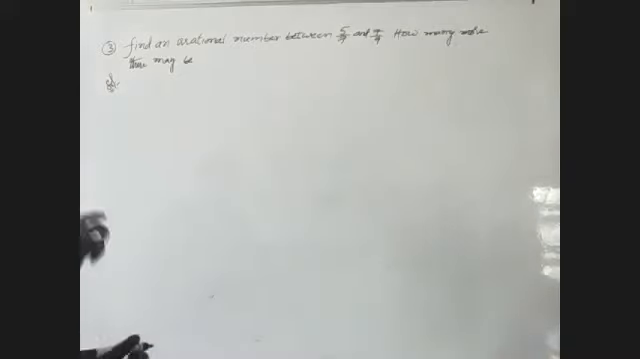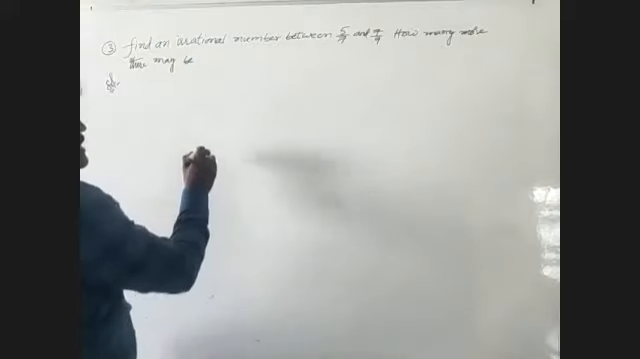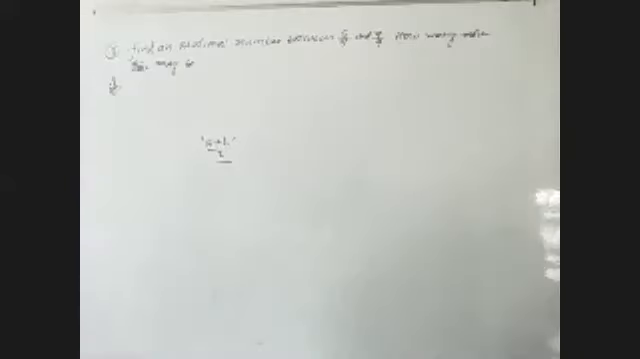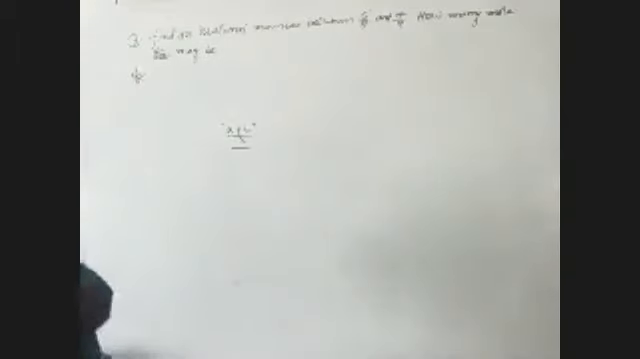In yesterday's class, we were told two formulas. For any two rational numbers between a and b, the number must be equal to a plus b by 2, as well as for any two irrational numbers between a and b. That is rational numbers and irrational numbers.